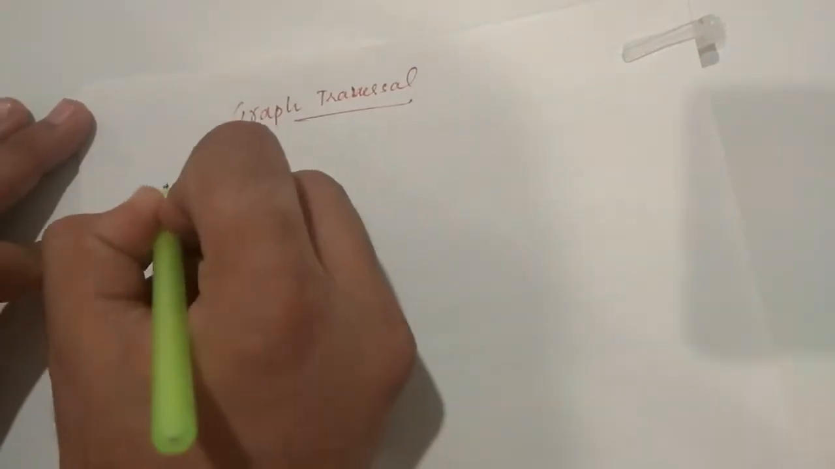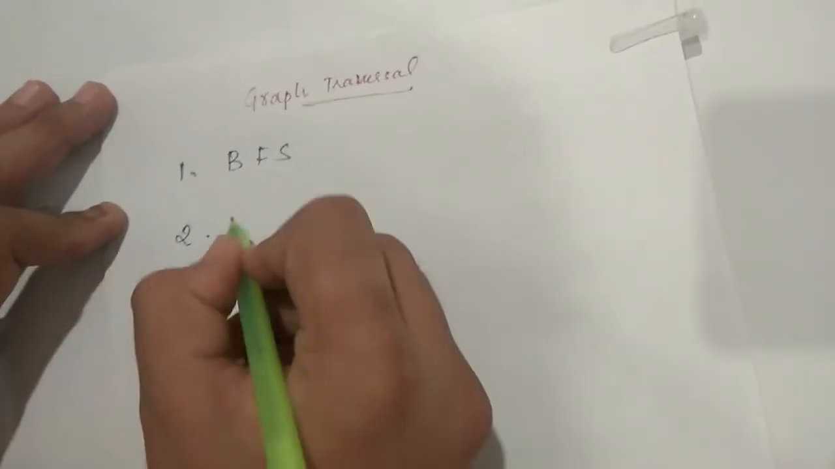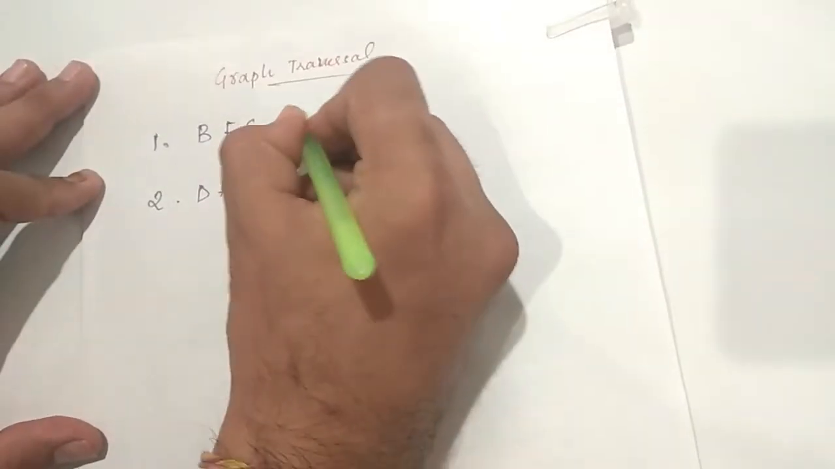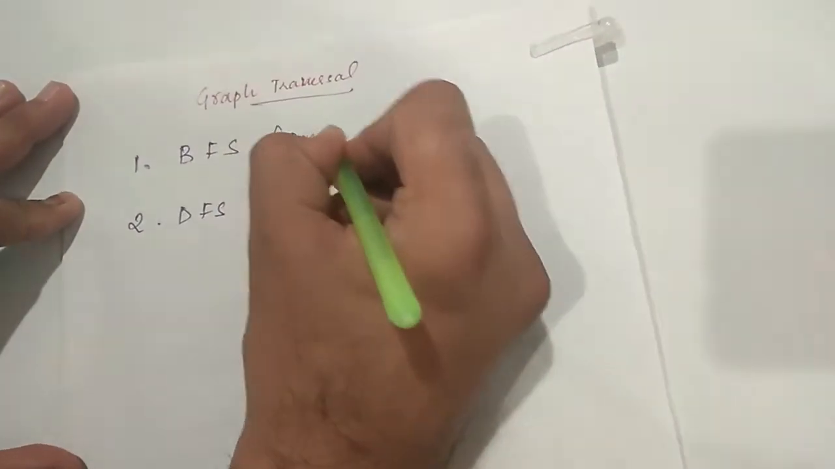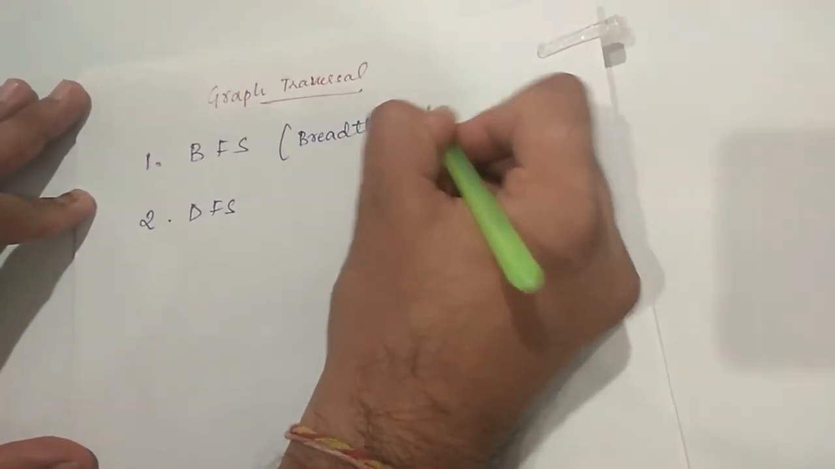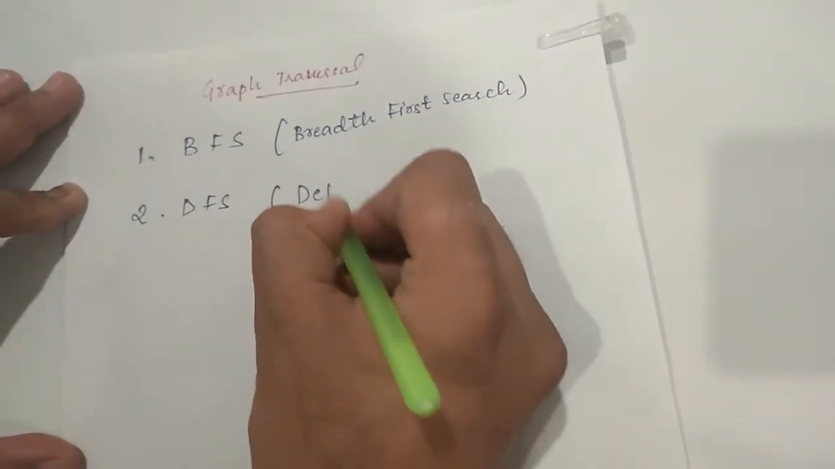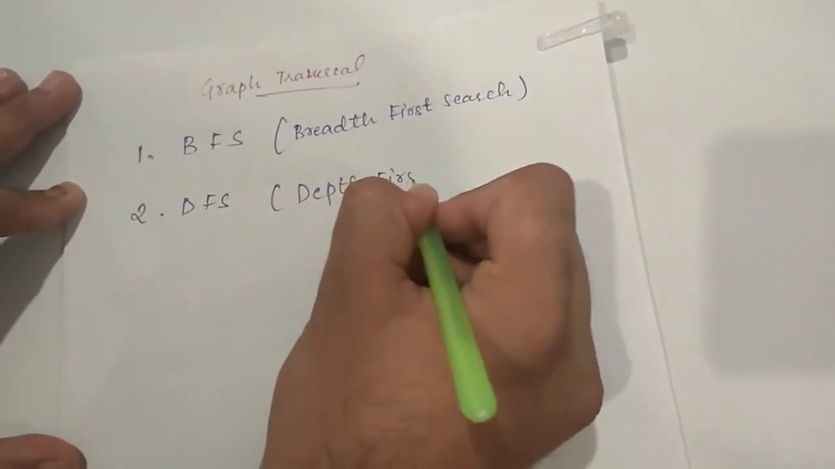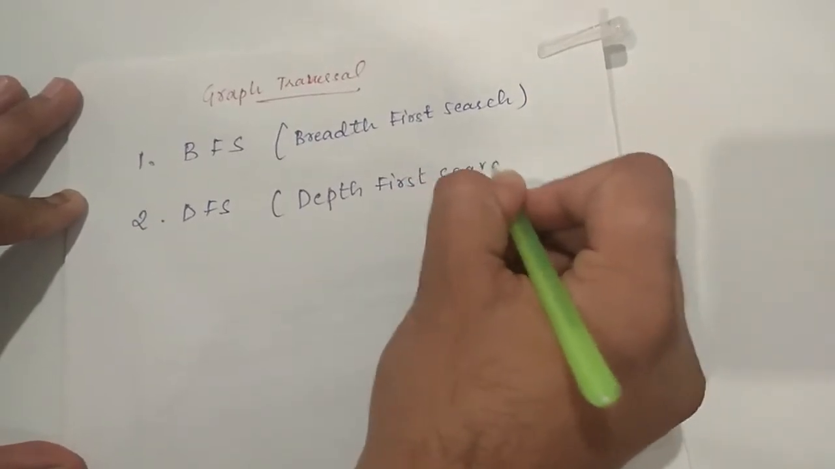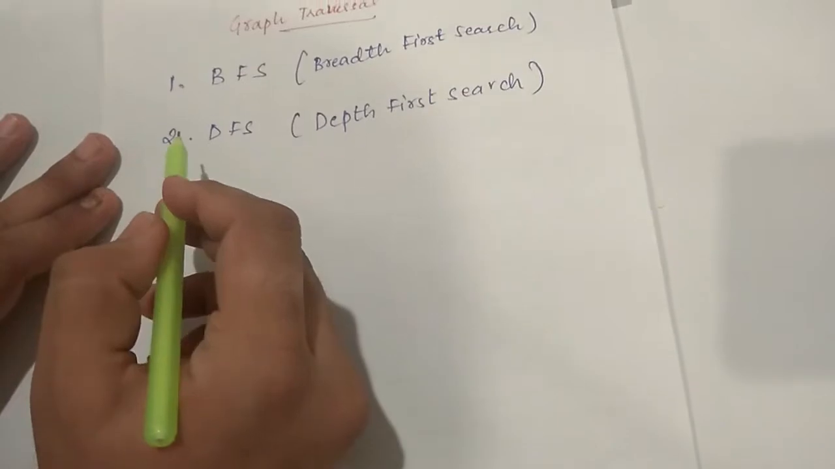Now our next topic is graph traversals. Now there are two methods for traversal of graphs. The first one is BFS and the second one is DFS. BFS refers to breadth first search and DFS refers to depth first search. Now these are your two methods for graph traversal.